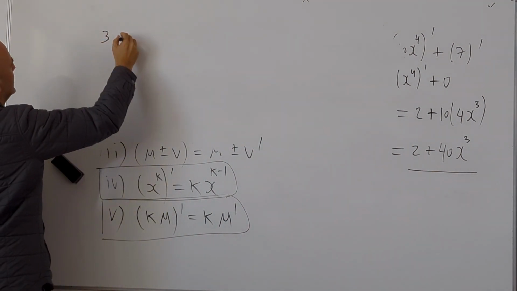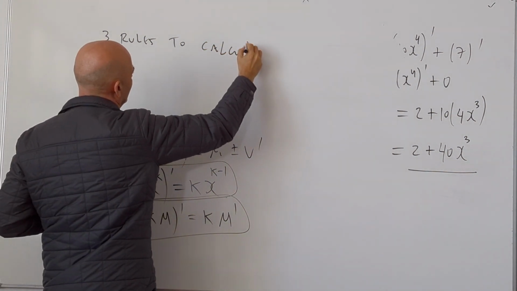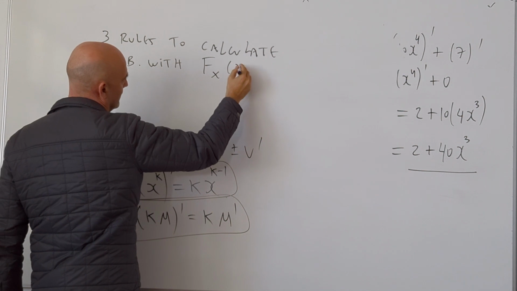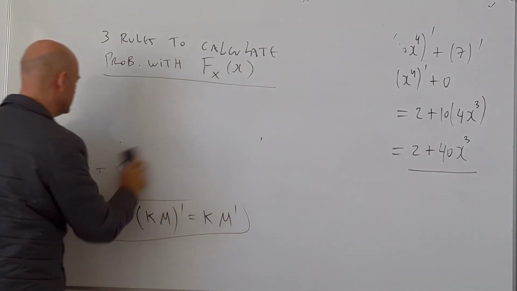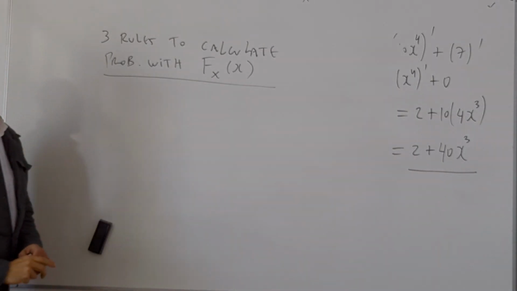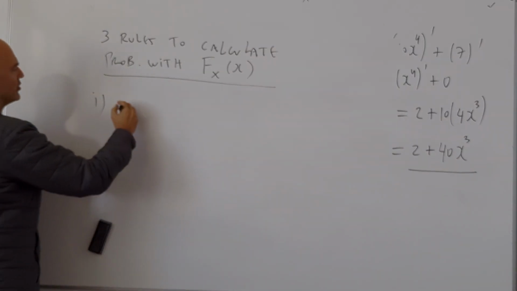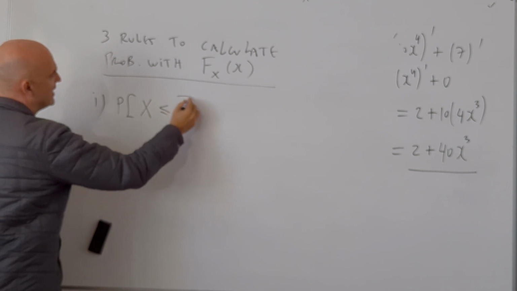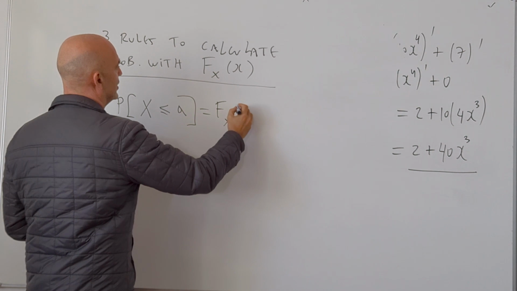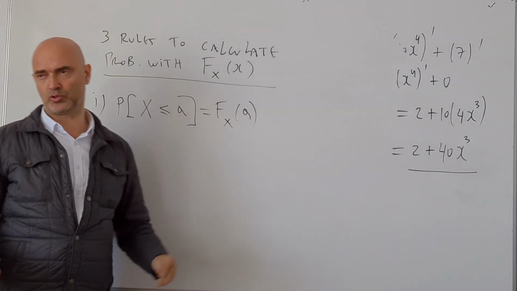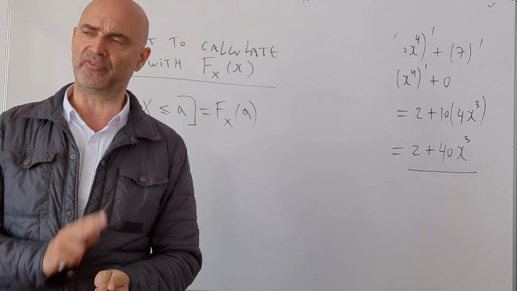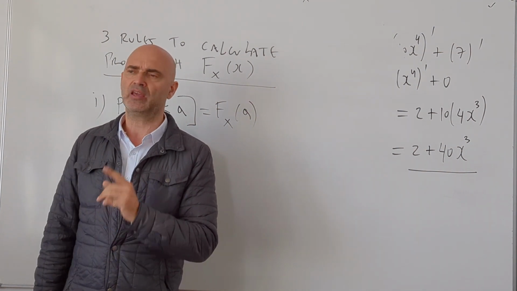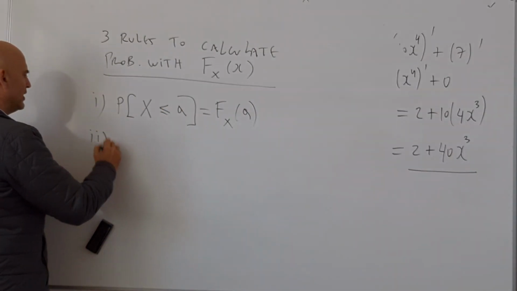I write here 3 rules to calculate probabilities with the distribution function, the big F, okay? With the big F. The first rule is the direct application of the distribution function. So if I want to calculate the probability accumulated, big X lower or equal than small a, we only need to apply the big F. We already know that big F with input equal to a is the probability accumulated until the value a. Or in other words, it is the probability that the random variable assumes a value equal or lower than a.